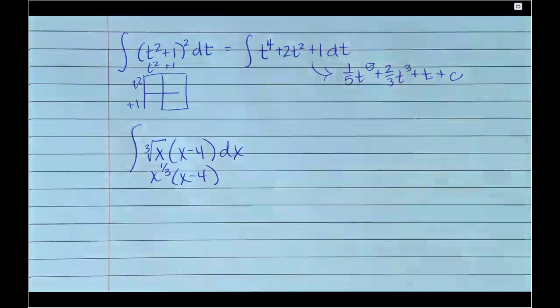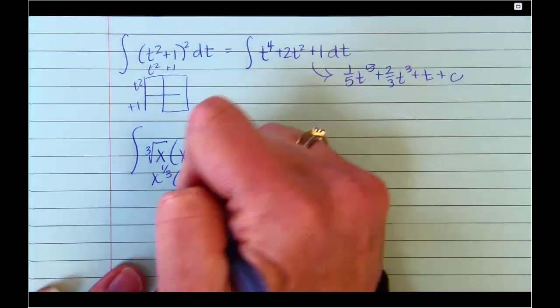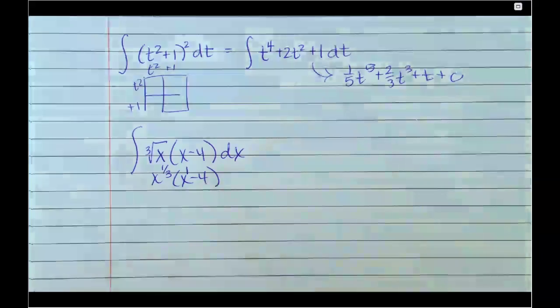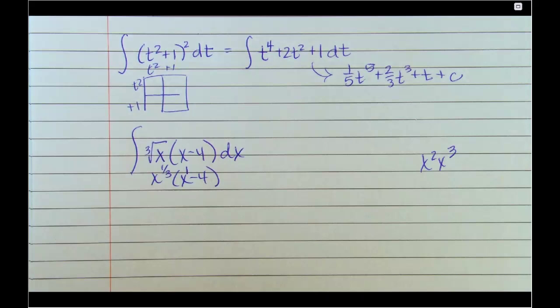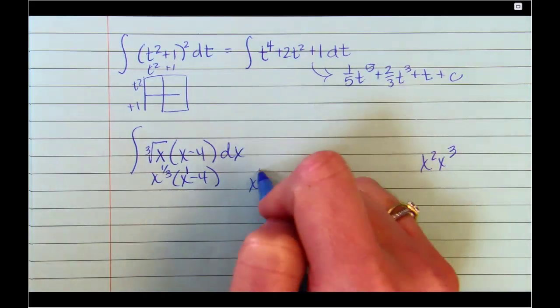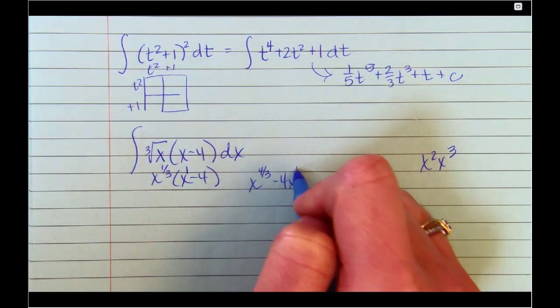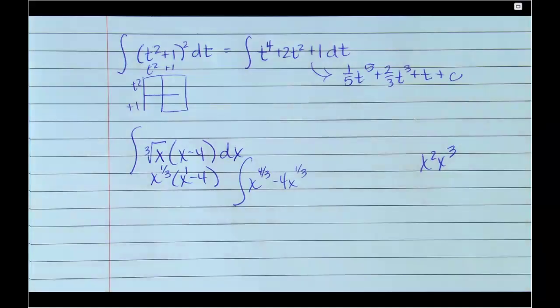Is that part of the 1/3 times x? Is that x to the 2/3? No, because you add the exponents when you multiply, right? So like x squared, yes. So it'd be x to the 4/3 minus 4x to the 1/3. And then you would have to do the integral.